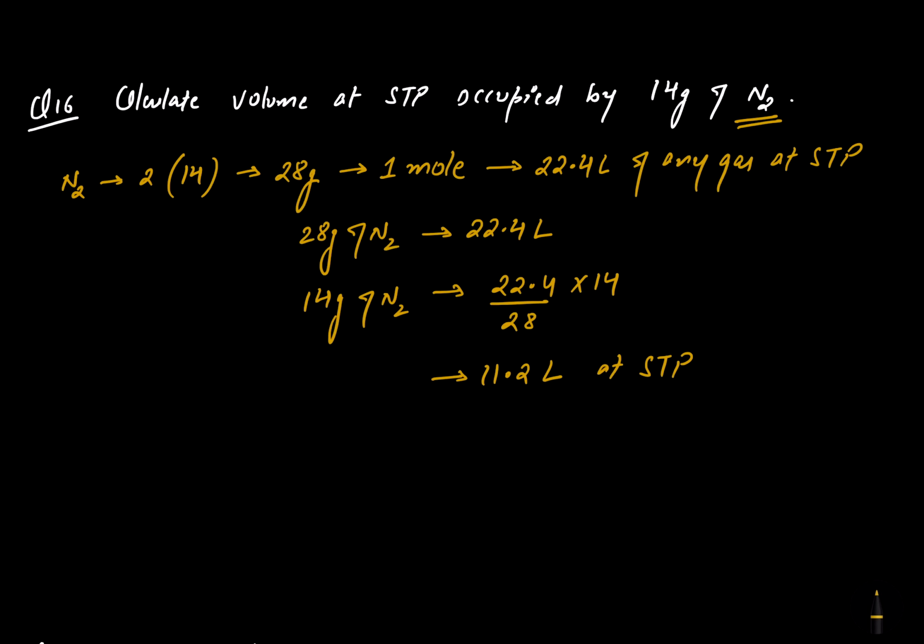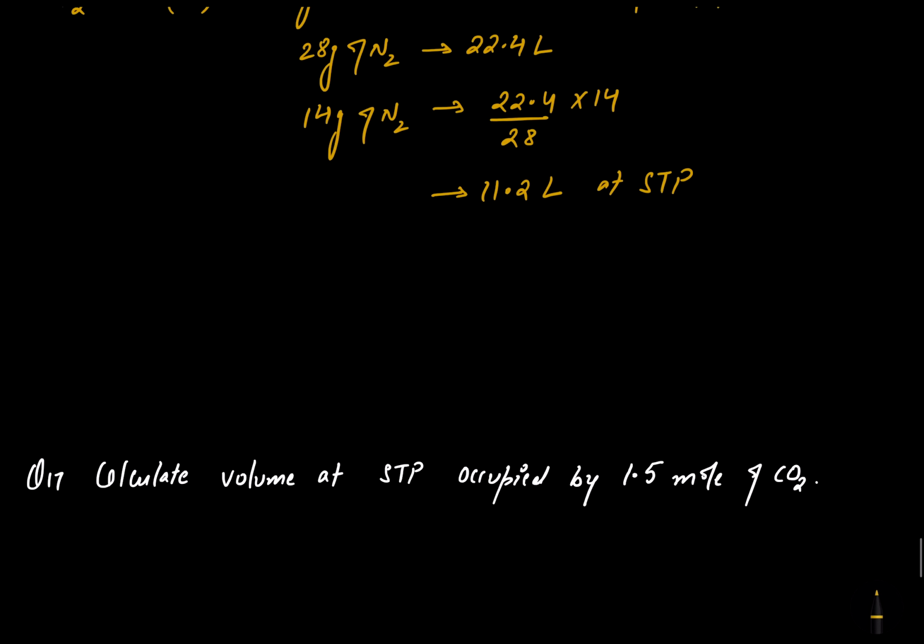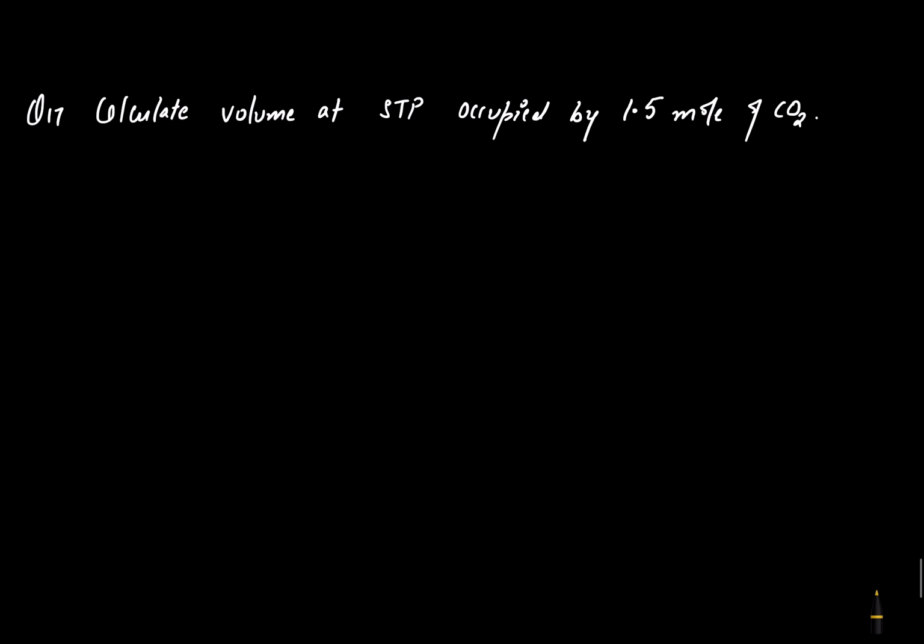So my dear students, hopefully you got this numerical also. I'm just using my mole concept, the web that I have made in the starting of this lecture. I'm just using that only, and I'm solving each and every numerical. Now I'm moving to the 17th numerical. In the 17th numerical, he is saying calculate the volume at STP occupied by 1.5 mole of CO2.